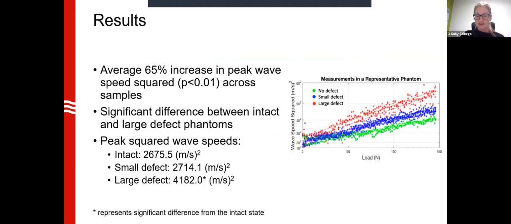When looking at all phantoms in all trials, there was a 65% increase in peak squared wave speed in large defect phantoms compared to intact phantoms. However, between the intact phantoms and those with small defects, the increase in peak squared wave speed was not significant, leading us to believe that wave speed differences are dependent on the defect size.